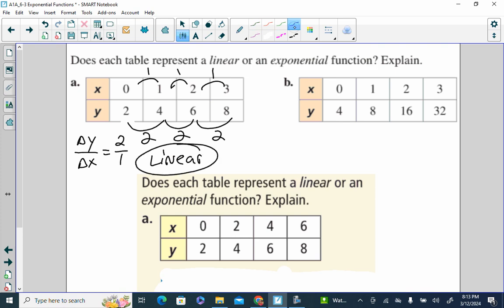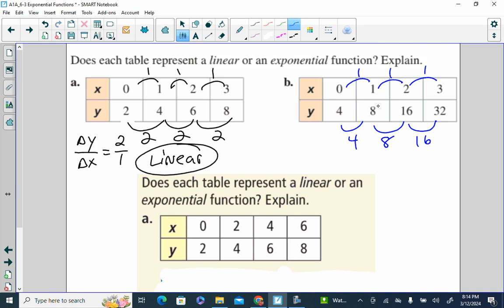If I look at example B, the change from 4 to 8 is an increase of 4. 8 to 16 is an increase of 8. 16 to 32 is an increase of 16. From 0 to 1 is an increase of 1. 1 to 2 is an increase of 1. 2 to 3 is an increase of 1. Let's talk about the consecutive y values.